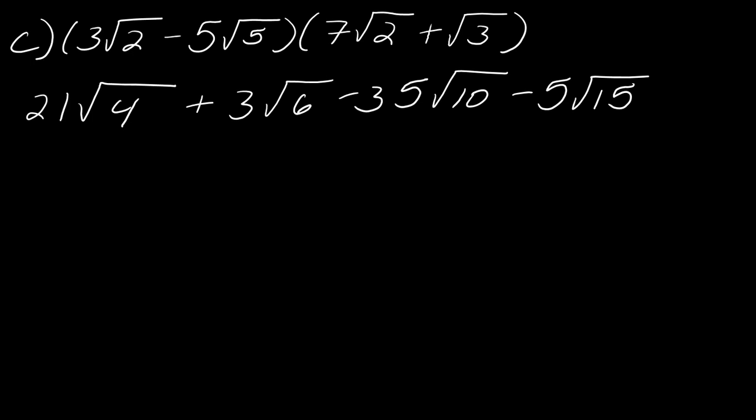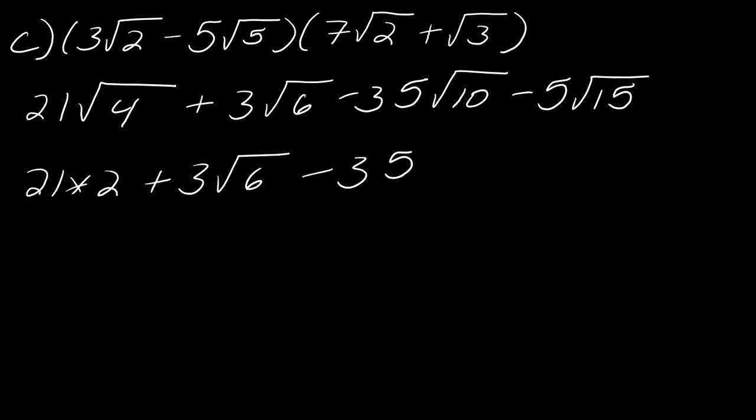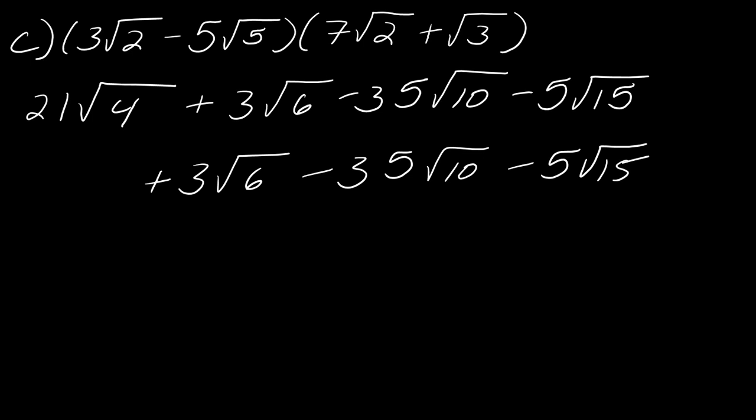What can I actually simplify? So this is going to be 21 times 2 plus 3 times the square root of 6 minus 35. Yes, minus 35 times the square root of 10. And then 5 times the square root of 15. And so to finish this out, instead of writing all this out, I'll just take this 21 times 2 and multiply those together. So I'll just erase that and write that as 42. And so there's the final answer.